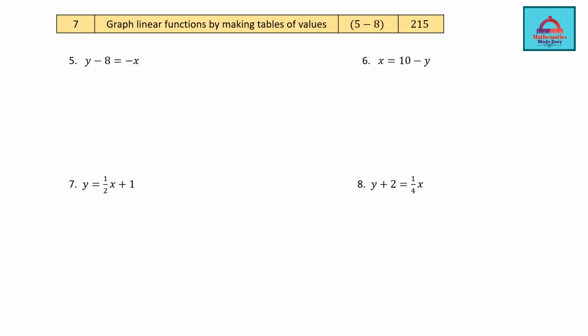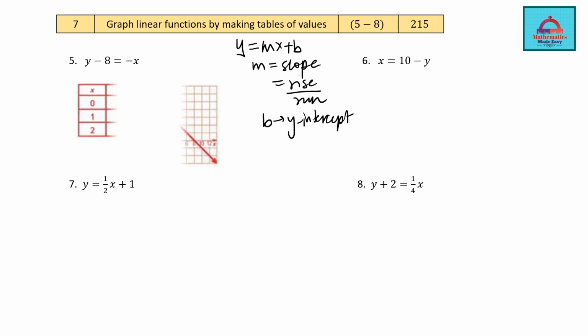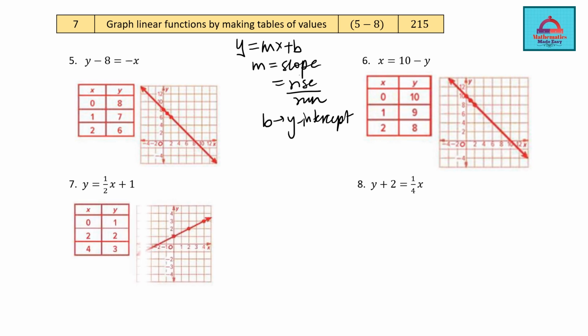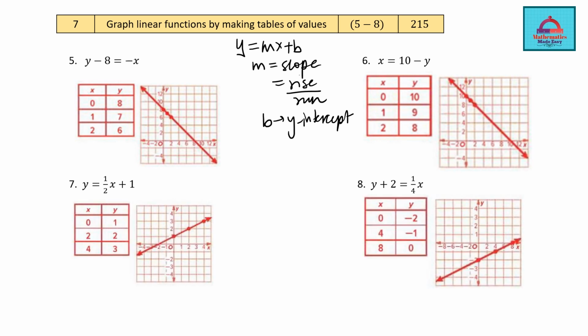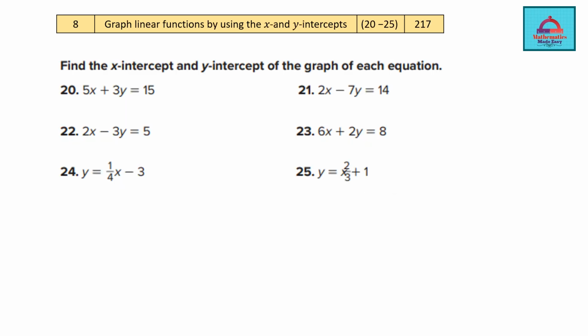Next is graphing the linear equation. Here we use the concept of y equal to mx plus b, slope intercept form, where m is the slope and slope is nothing but rise over run. B is the y-intercept. So use this information to draw the graph and your graph will come out to be like this. You can also draw the x and y table to do it alternatively.